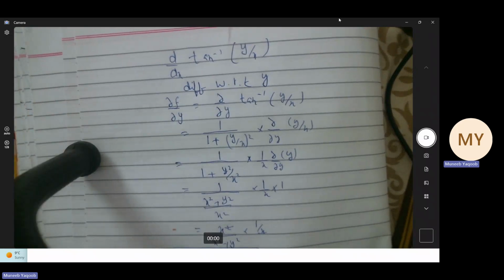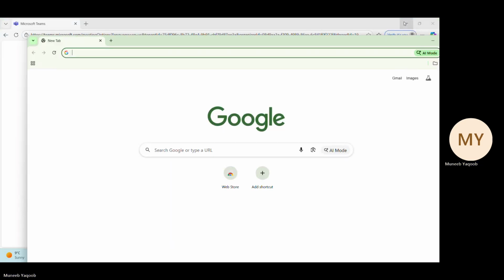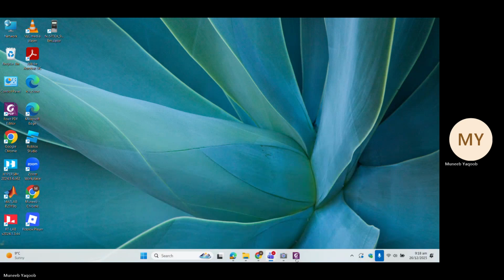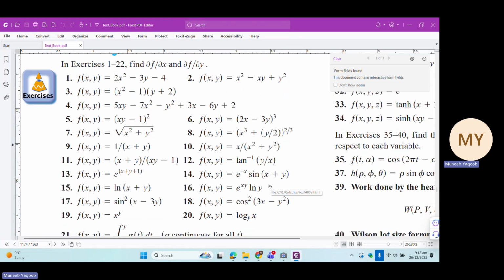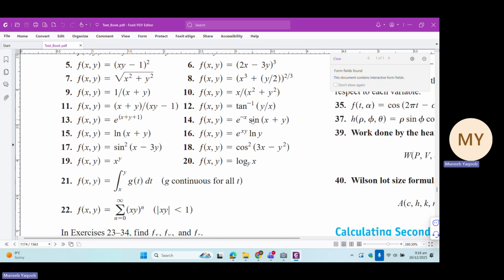Now coming to another question, which was basically asked by some students, let me just open the book. Yes. Now, another interesting question was question number 20, where you can see that we are to find the partial derivative of f with respect to x and y. And this time we have a complex logarithmic function with us. That is, we are to differentiate log base y of x.